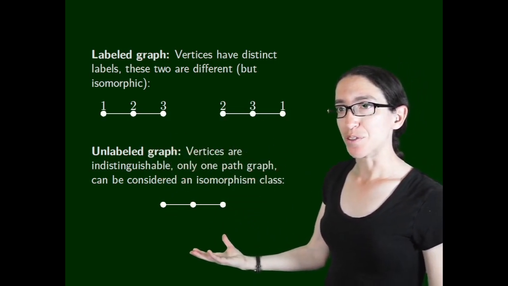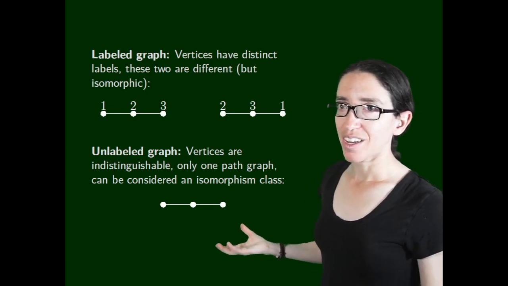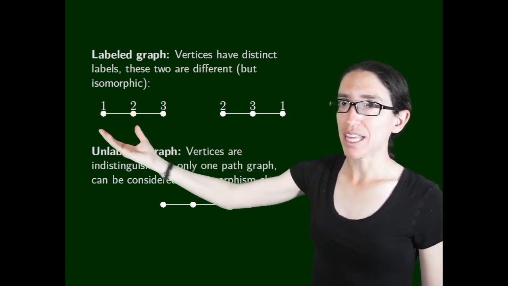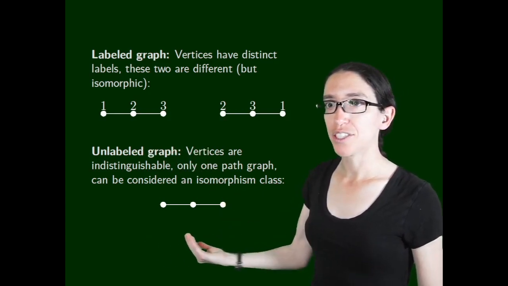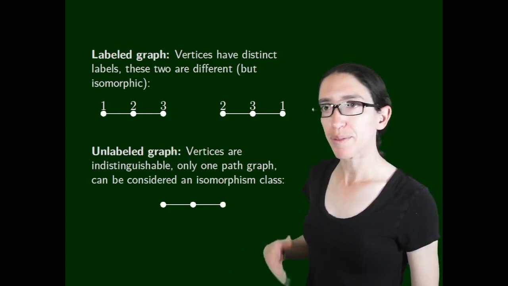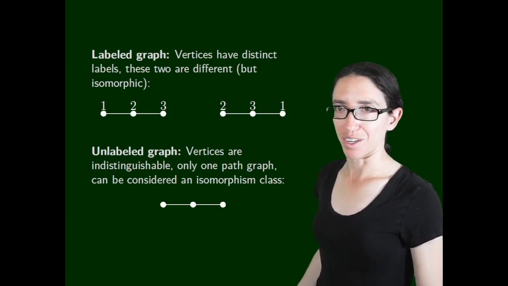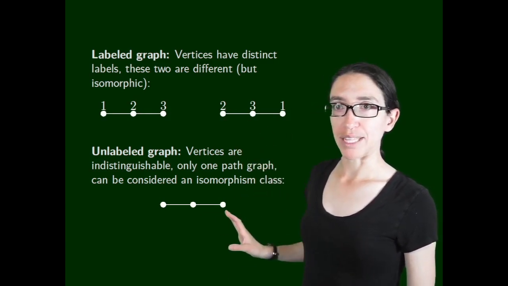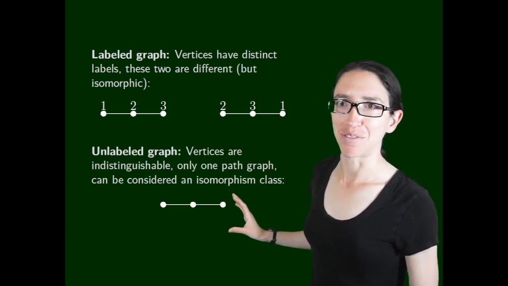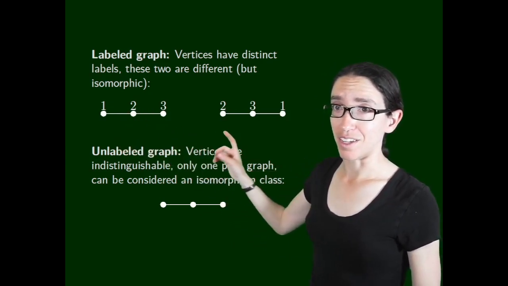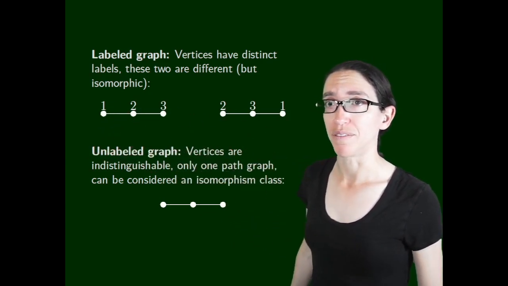And an unlabeled graph is an isomorphism class of all the different types of labelings possible on this graph, which means you just drop the labels and it's just the underlying structure of the graph. So that can be considered an isomorphism class of graphs. We will be dealing with both labeled and unlabeled graphs, but it does affect how you count things. There's only one path graph of length 3 if it's unlabeled, and there's a lot of different ways of labeling them if it is labeled.